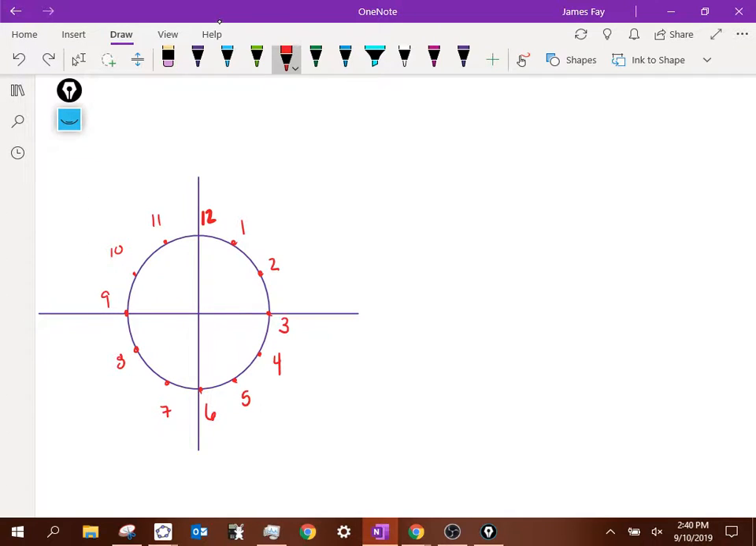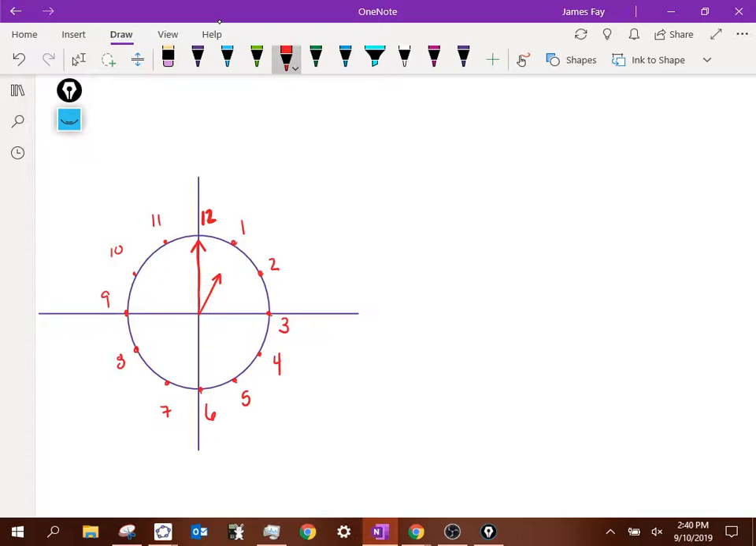But what if it was 1 o'clock? You'd have your minute hand there, and then your hour hand pointing there. How do I do that? Is it 30 or 60? Okay, so that angle there would be 30 degrees. No, it's 30 degrees, right?